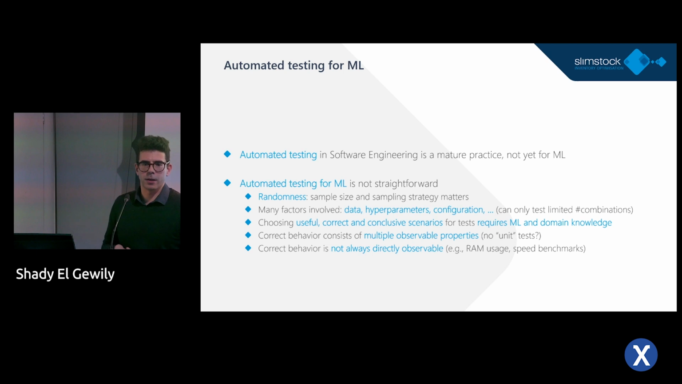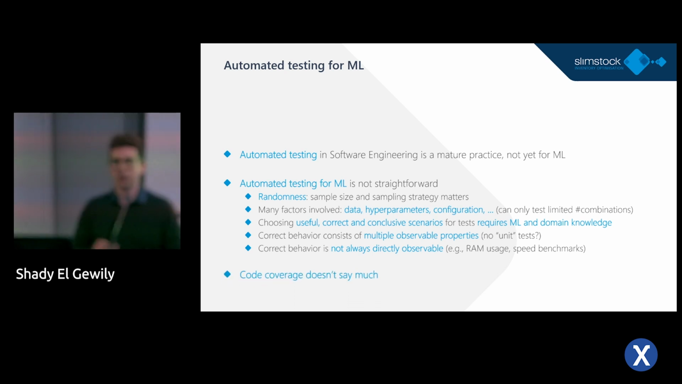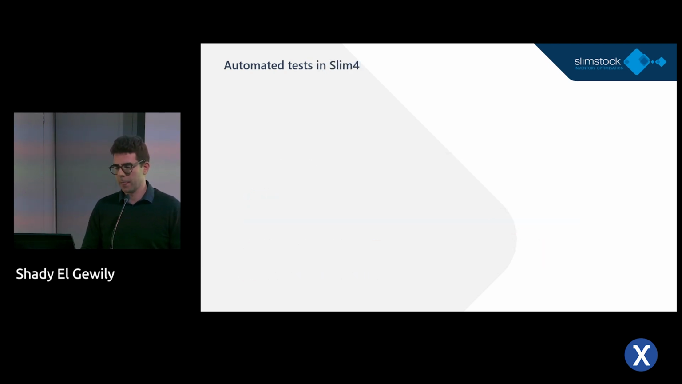And they might not even always be observable. Some of the test scenarios may involve measuring the RAM or the CPU usage, stuff like that. That's not always so clear, and very important, I would say, in machine learning, in our case at least. In my opinion, code coverage in such a scenario also doesn't say much, and you really have to think about which tests we actually need to make sure that our software and machine learning models are doing what they're supposed to be doing.